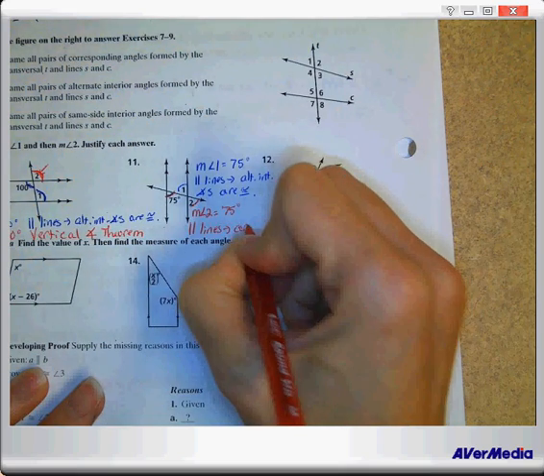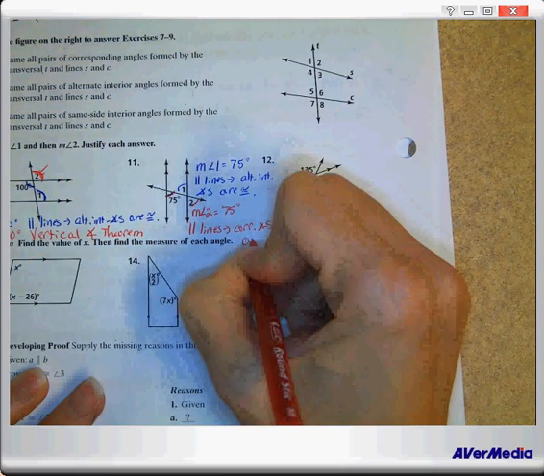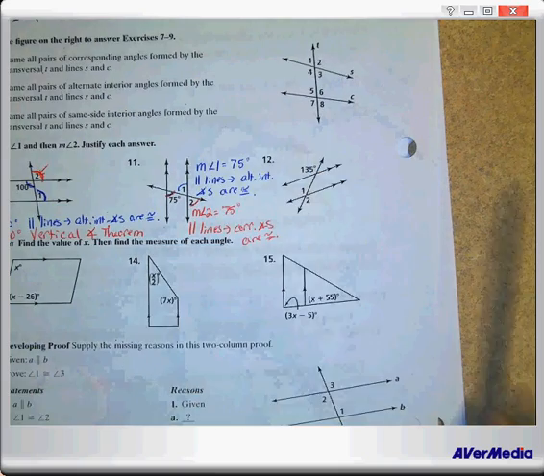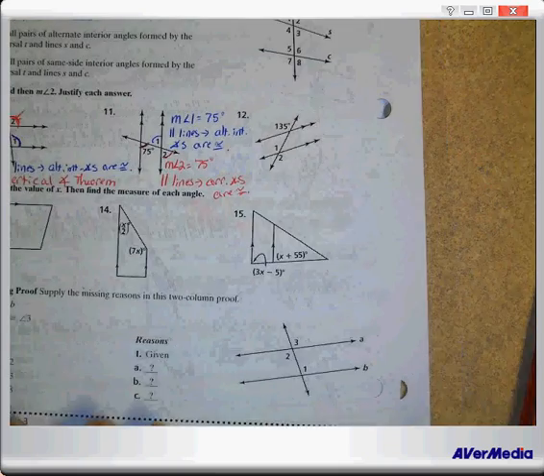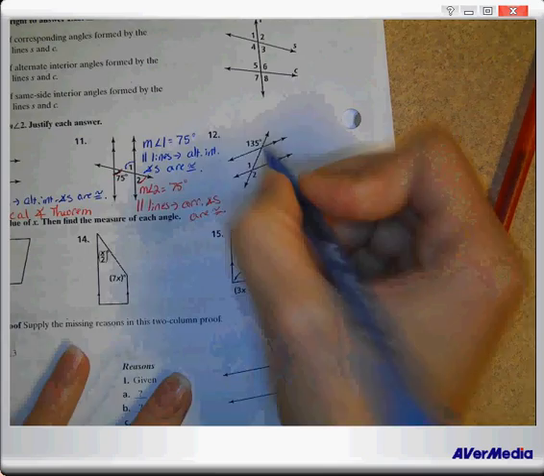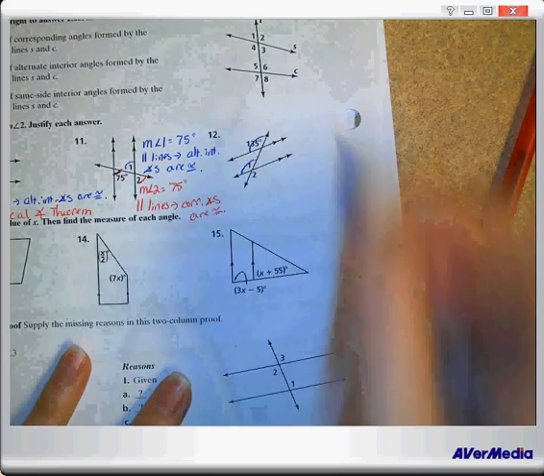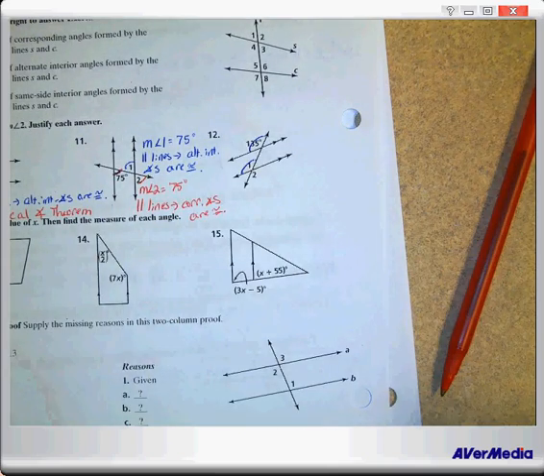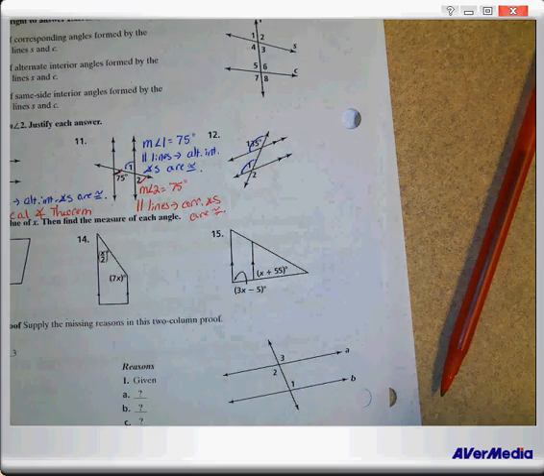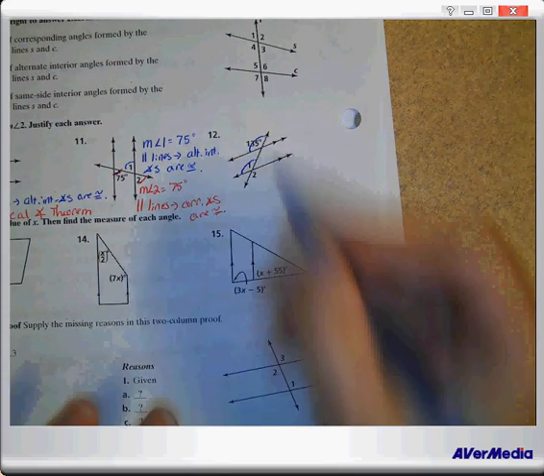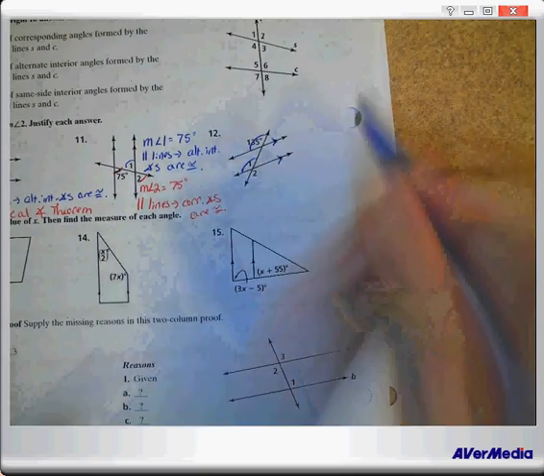Well, let's do the next one. Let's look at angle 1 here. Well, look at these two. Are those on the same side of the transversal? One's exterior, one's interior. Yes, those are alternate exterior angles. And if I have parallel lines, which I do, then I know my alternate exterior angles are congruent. So the measure of angle 1 is 135 degrees.